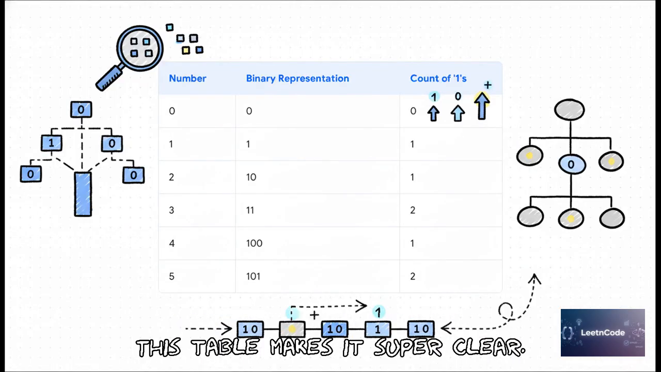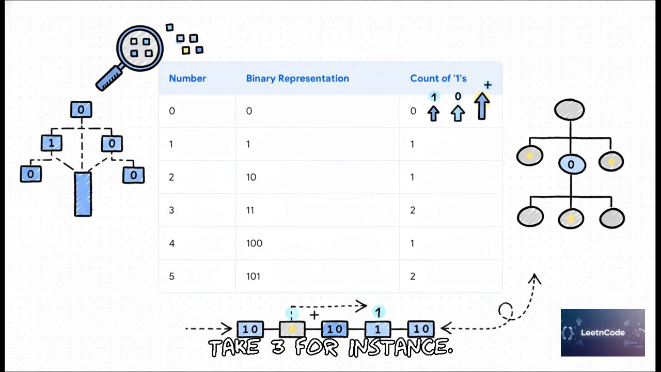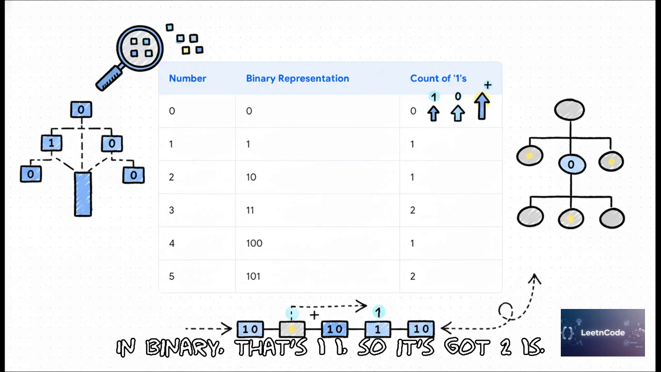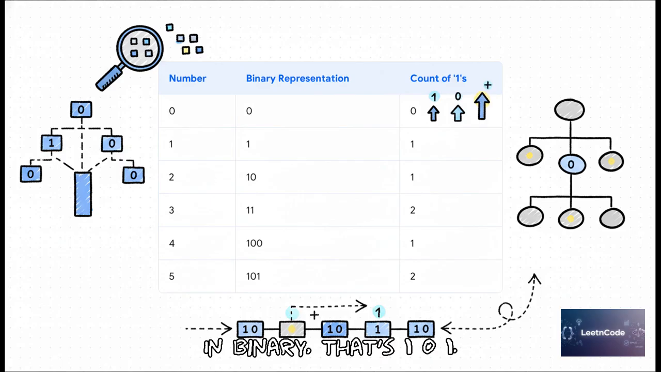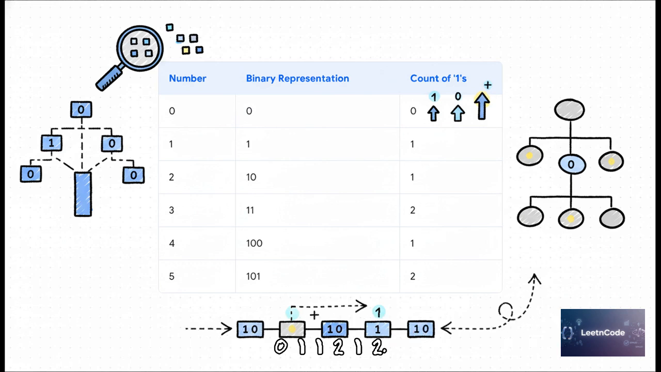This table makes it super clear. So if n is 5, we just go number by number. Take 3, for instance. In binary, that's 1 1, so it's got 2 ones. Then you look at 5. In binary, that's 1 0 1, so it also has 2 ones. In the end, what we're trying to build is that array of counts at the bottom: 0, 1, 1, 2, 1, 2.